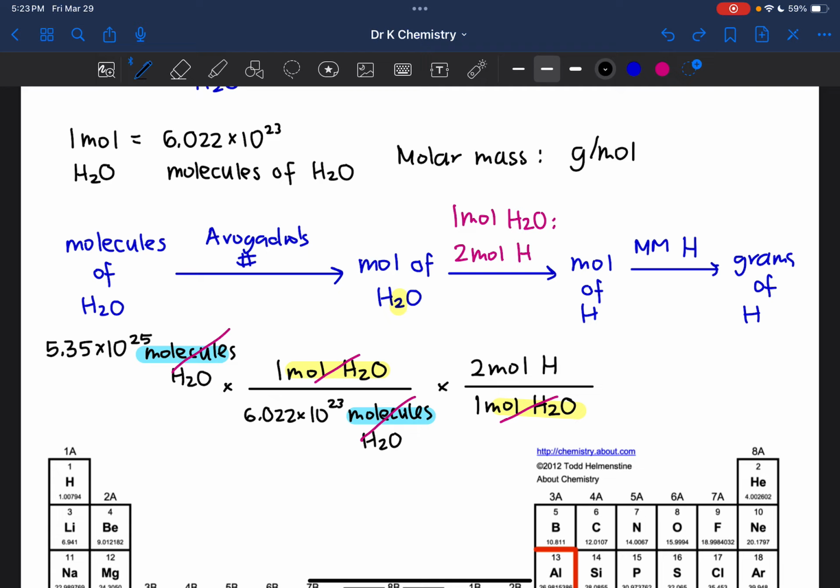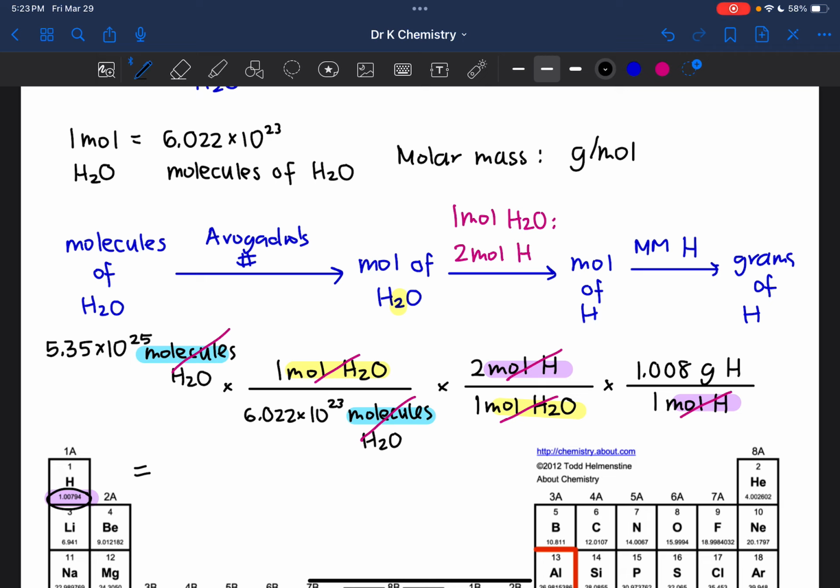Now, for that, we're going to need the molar mass, and molar mass is given to us on the periodic table. So since I'm trying to cancel out moles, I need to put moles in the denominator, which means that 1 mole of hydrogen is going to weigh 1.008 grams. And I'm just rounding a little bit here so I don't have to write as many digits. Now the moles of hydrogen cancel out and we have grams of hydrogen.